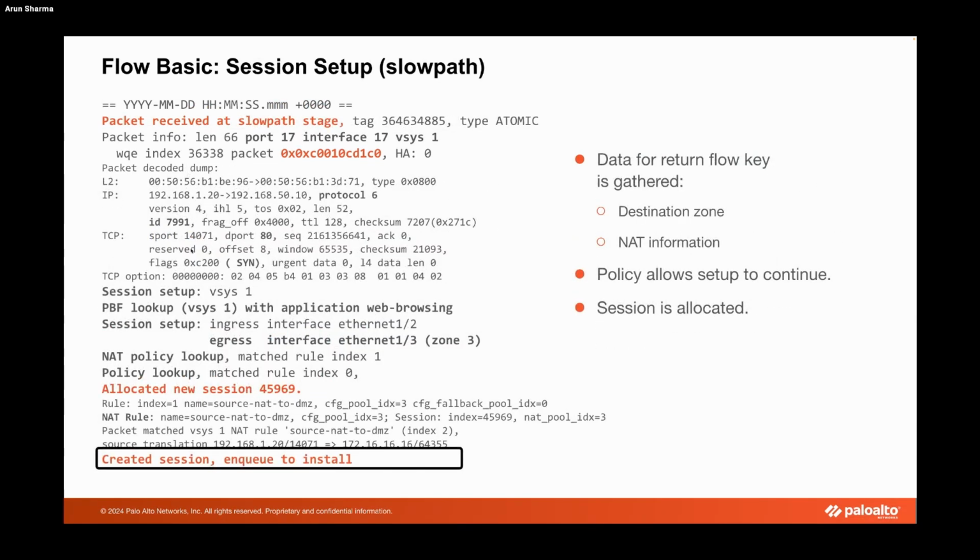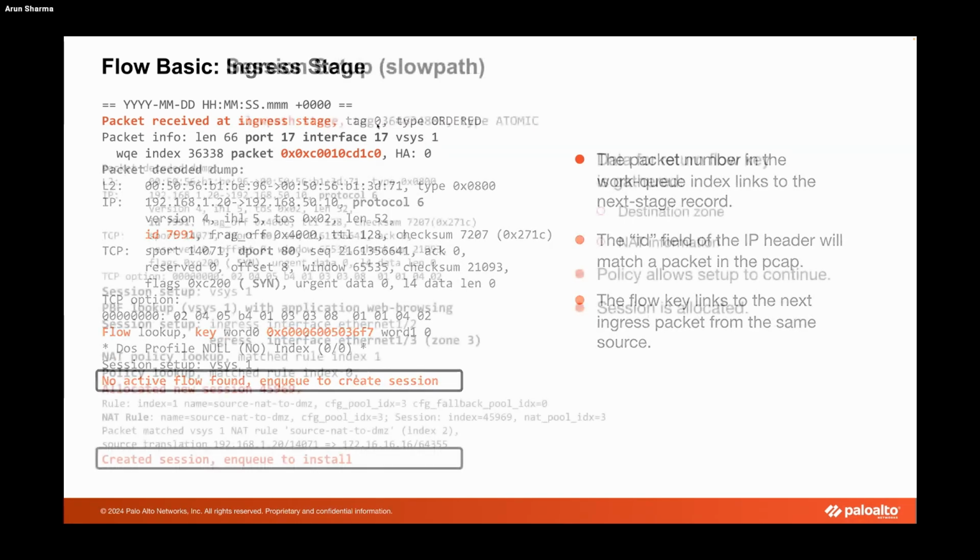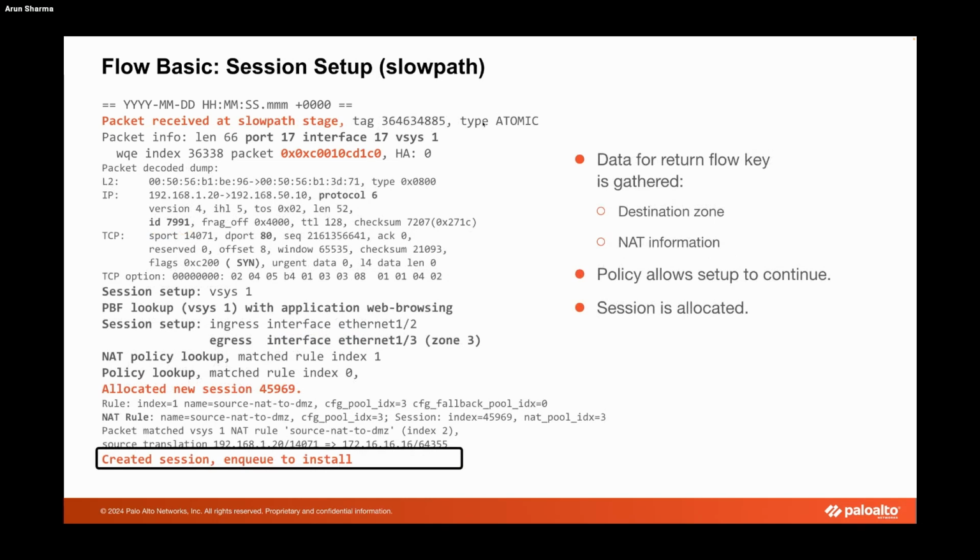For the slow path, this is how it will look. The packet is received at the slow path stage. Now we see the tagging information here. Over here, there's no tagging. Now there's a tag, type atomic. Don't worry about these values. Just focus on the layer 2 information and the IPs.